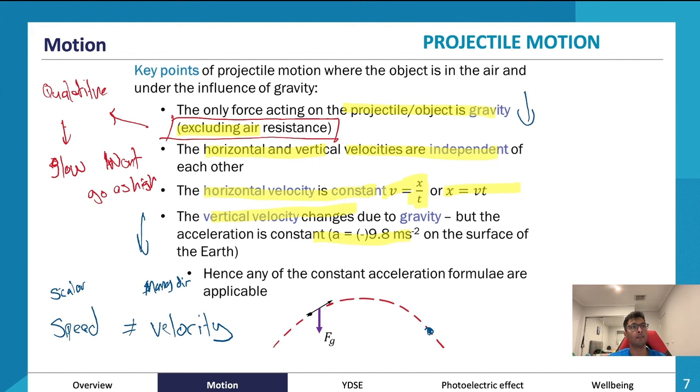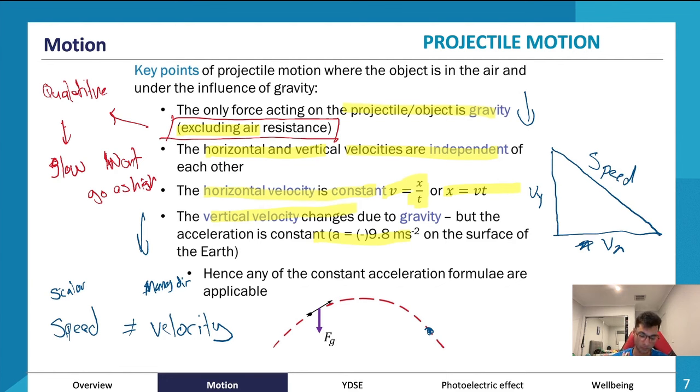What is the scalar amount of how fast the object is going? The way you would do this is you have to draw a right angle triangle. Because the horizontal and the vertical velocities are independent, we can graph these two on the triangle. We know the velocity in the x is going to be here, velocity in the y is going to be here. When it's asking for the speed of a projectile, it is asking what is the hypotenuse of this triangle. And the speed is going to be in meters per second, and it's not going to have a direction.